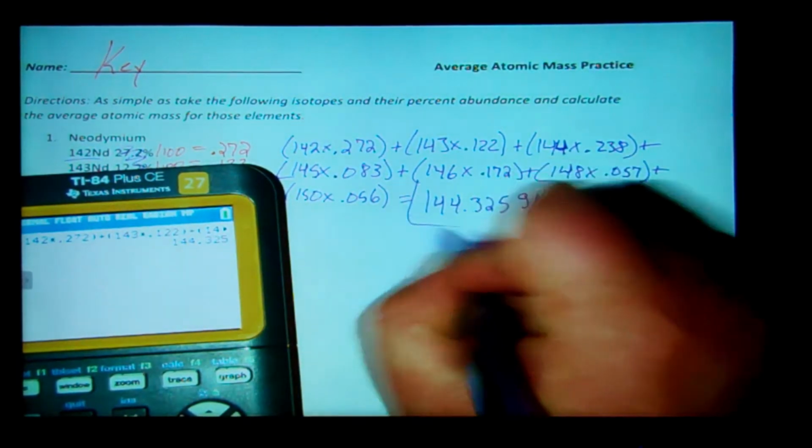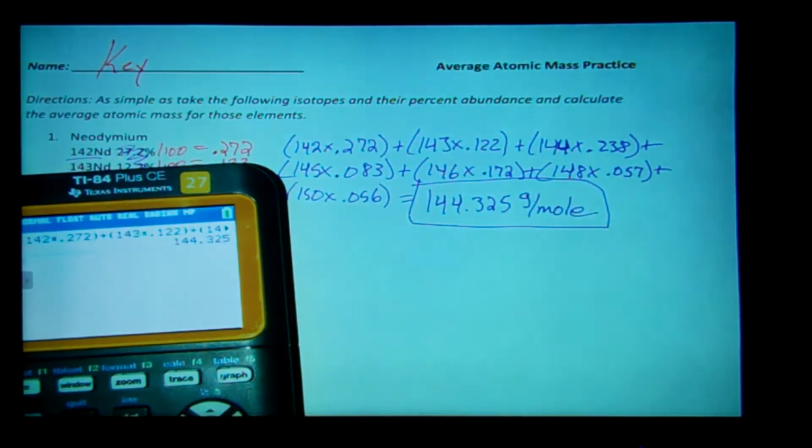That's the one that I like. So there is the answer to number 1. And you can compare that to numbers and values off of the periodic table. Remember, I will give you the periodic table, so don't be that worried about it.